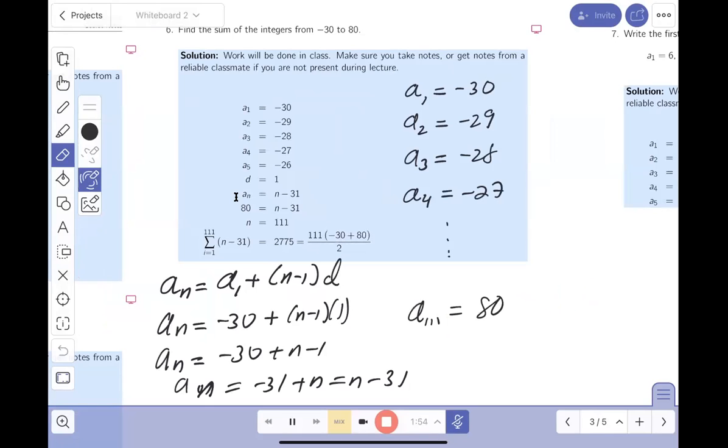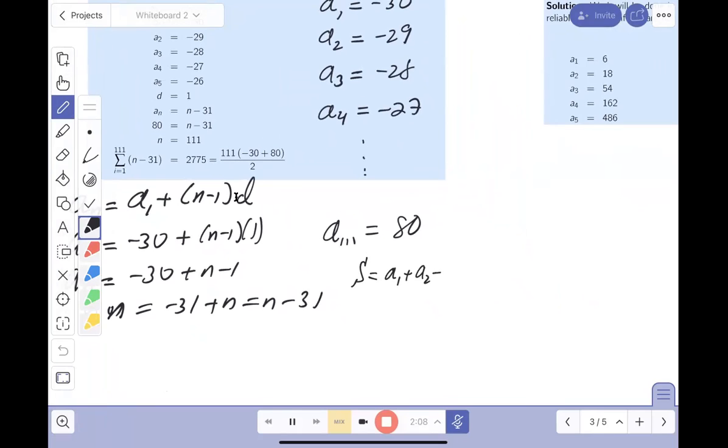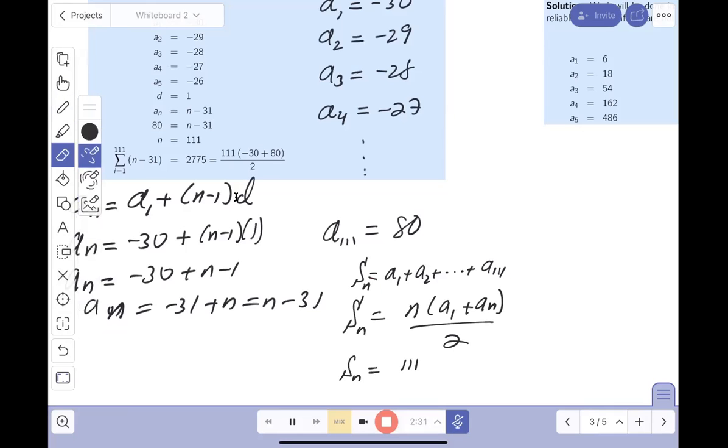All right, where do they want the sum? And maybe it's going to be tough. Who knows? The sum S111, which is going to be A1 plus A2 plus all the way up to A111. Well, what's that going to be equal to? N times A1 plus AN over 2. This is SN, by the way, sorry. 111. I'm sorry, I made another mistake. This is S111.